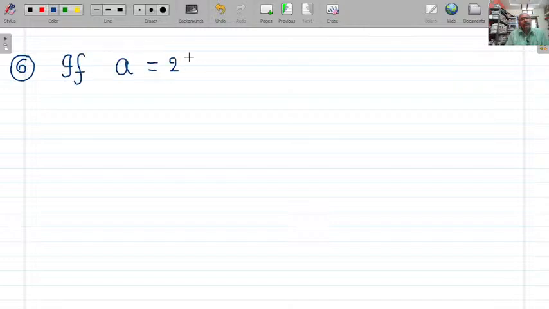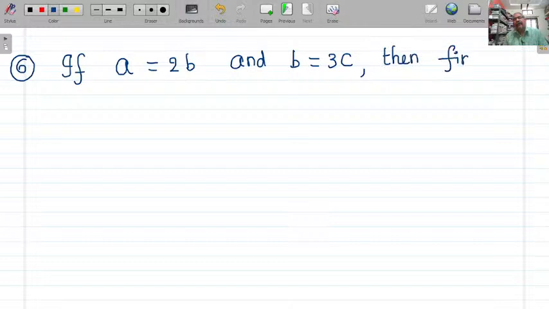Right, let us move to sixth question. If A is equal to 2B, that means twice the B. We can say that A is twice the B, 2 times B or double the B. And B is equal to 3 times C, that is 3C, triple the C. Then find A is to B is to C. Okay, try this question.